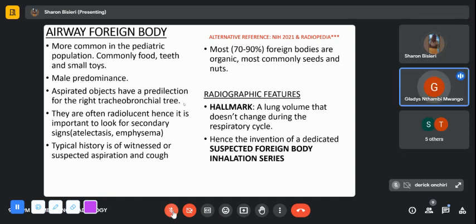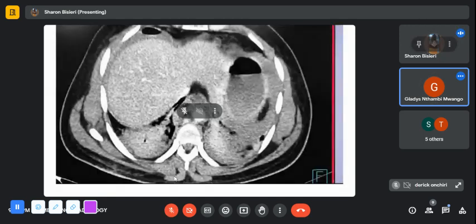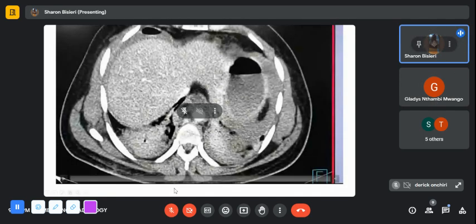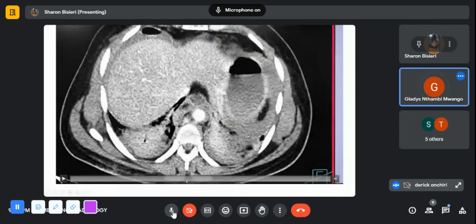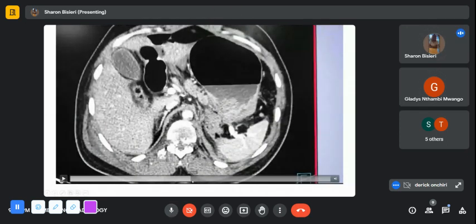Yes. What about the spine? Yes, for this case, that was also spine. So I can outline all the findings that we saw.